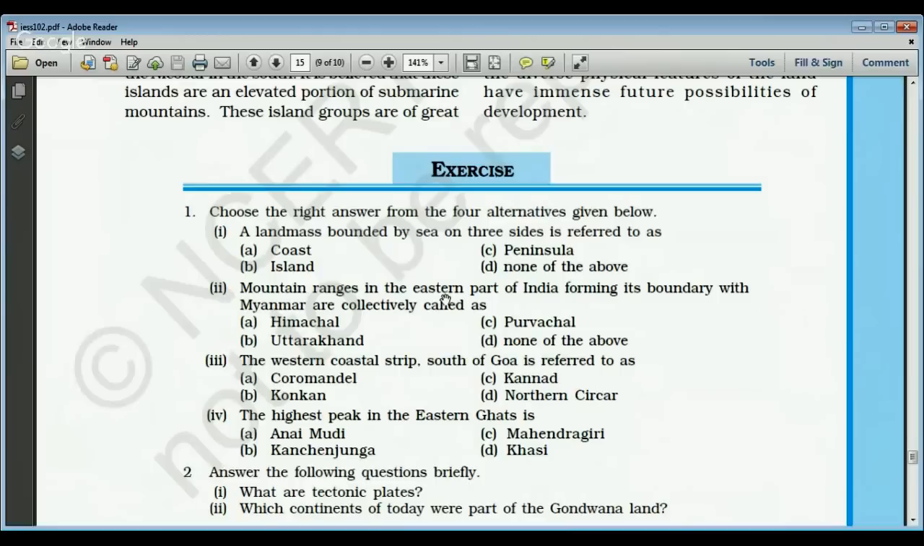Then, the western coastal strip south of Goa is referred to as Kannad. See, there are three divisions of the western coast: Konkan, then Kannad, and then Malabar. The question is asking about south of Goa, because the region between Mumbai and Goa is known as Konkan, and between Goa and some parts of Kerala it is known as Kannad. So south of Goa is Kannad. So the answer would be C.